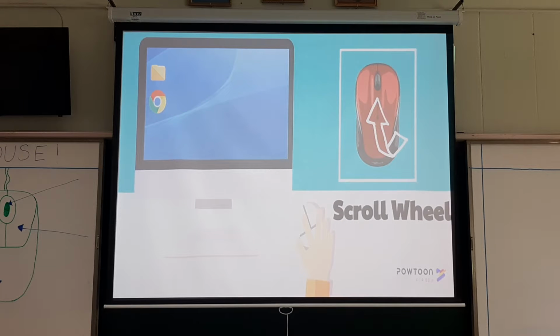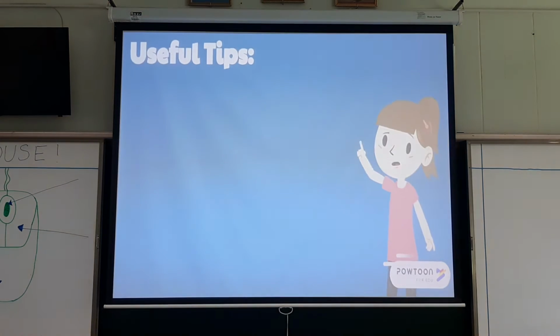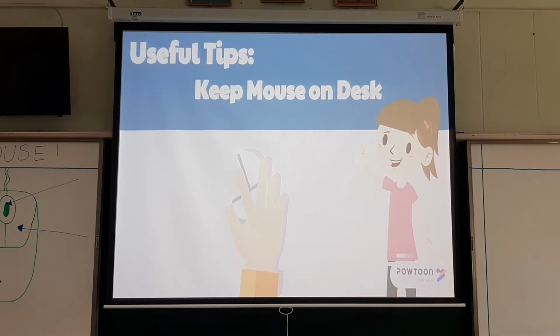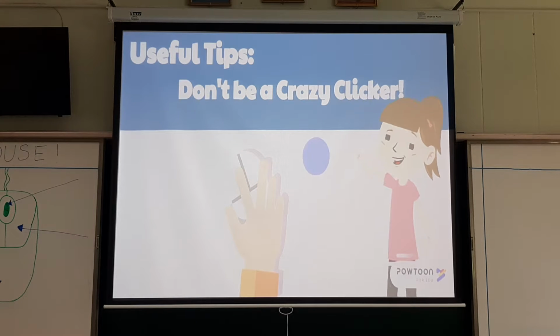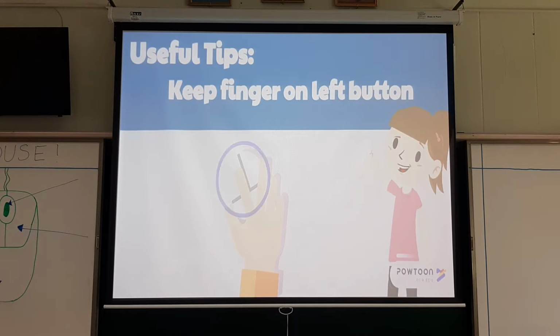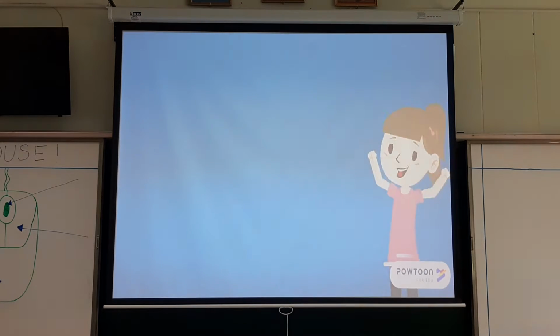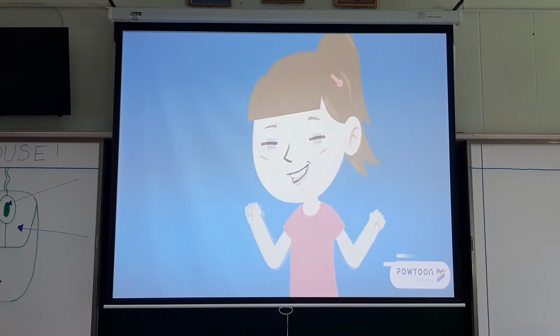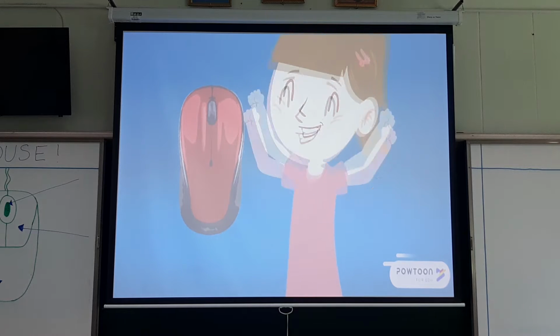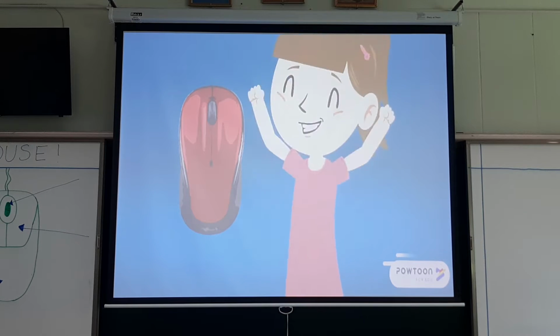Use the scroll wheel to see text and items lower down on a page and not yet visible on the screen. Here are some useful tips for using your mouse. Always keep your mouse flat on the table or desk. Don't be a crazy clicker. Click once or twice for double click and wait for the computer to respond before clicking again. Keep your index finger on the left button to minimize accidental right clicks. And now you are ready to practice using your mouse. Have fun exploring where your mouse can take you on your computer.